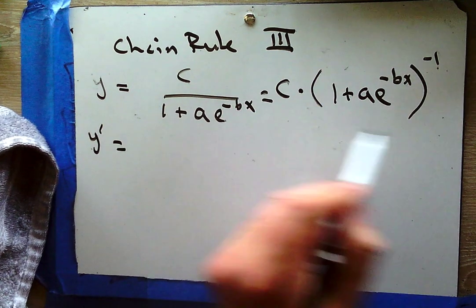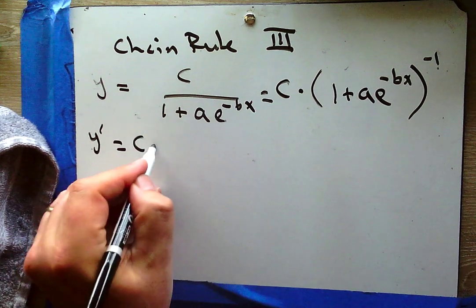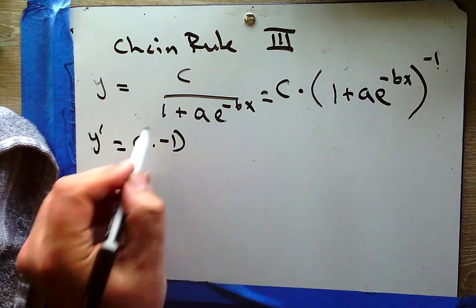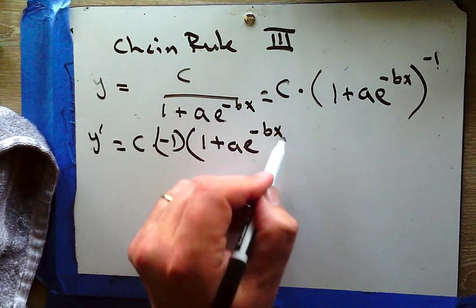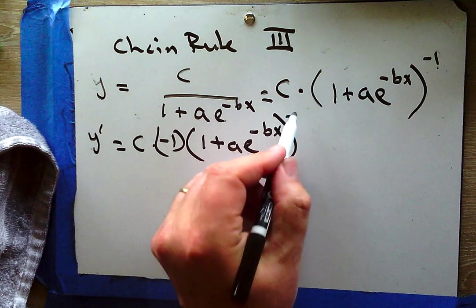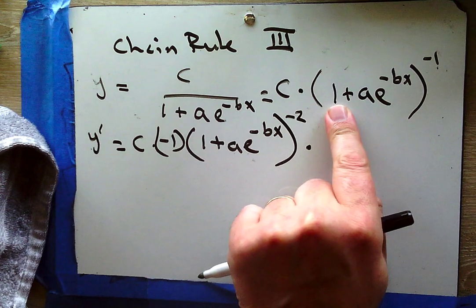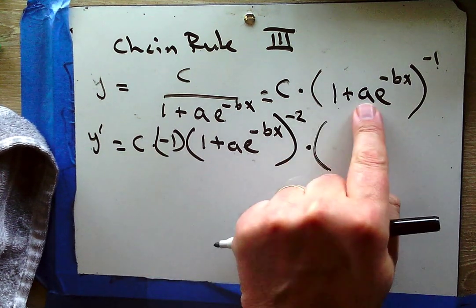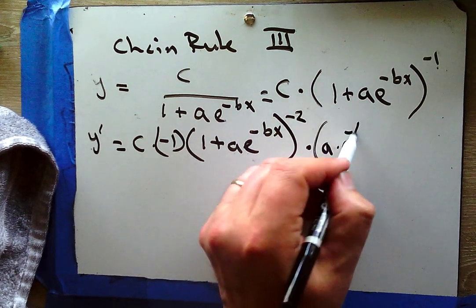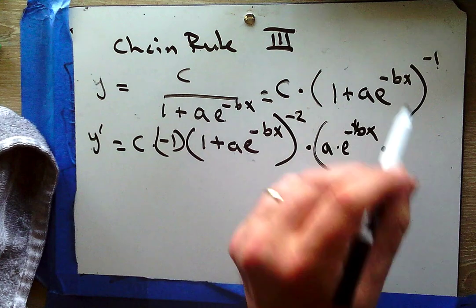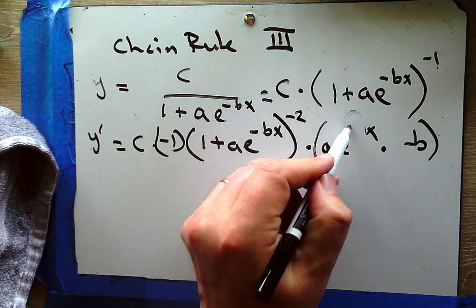Okay, I need to take the derivative of a constant times this step. So I'm just going to keep it constant. I'm going to bring down the power. I've got this 1 plus a e to the minus bx. Don't forget to subtract 1, times the derivative of the inside function. Well, the derivative of 1 is 0. I don't have to worry about that. The derivative of a constant times e to the something is that constant times e to the something, times the derivative of what's up here. Okay, so it's minus b x.